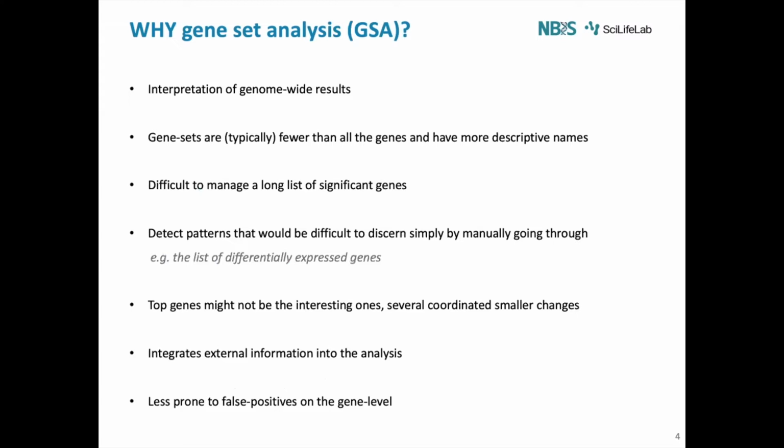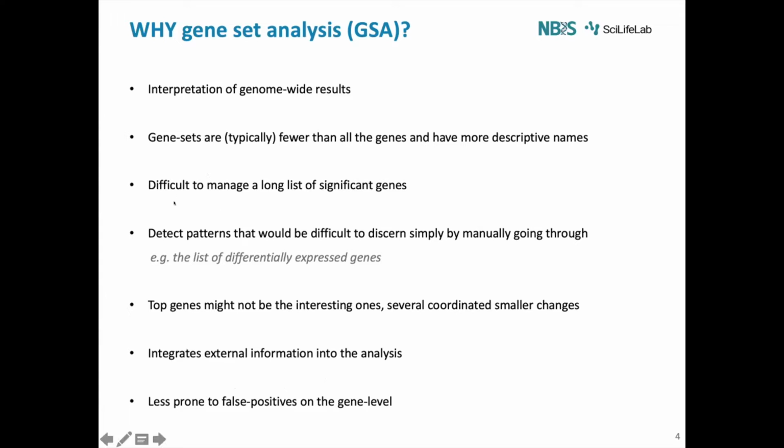So why do we need to do gene set analysis? Because it provides us a way to interpret the genome-wide or transcriptome-wide results. The gene sets are usually also fewer than the number of genes. So instead of 20,000 genes, we have 100 annotated terms. And that's much easier, because all these terms also have more descriptive names, such as inflammatory response, processing of a metabolite, and so forth.